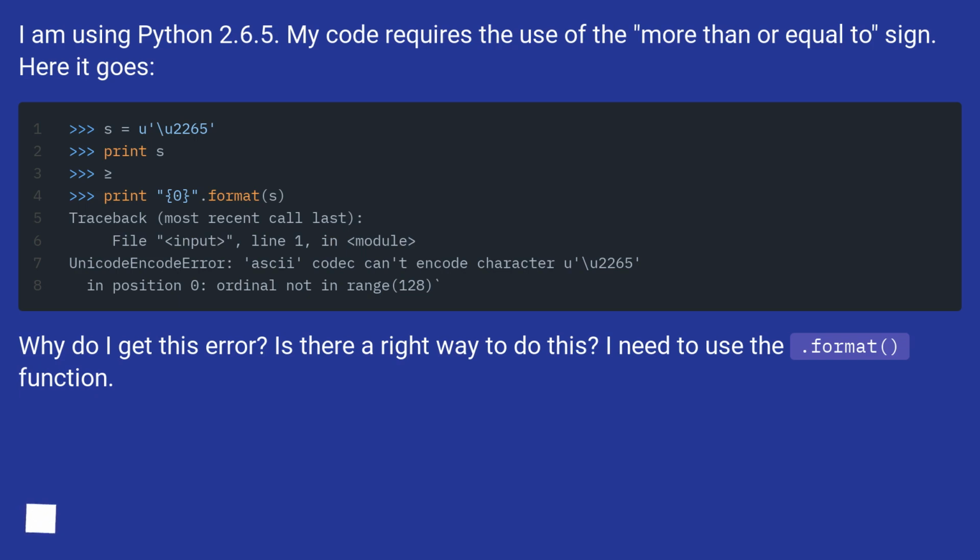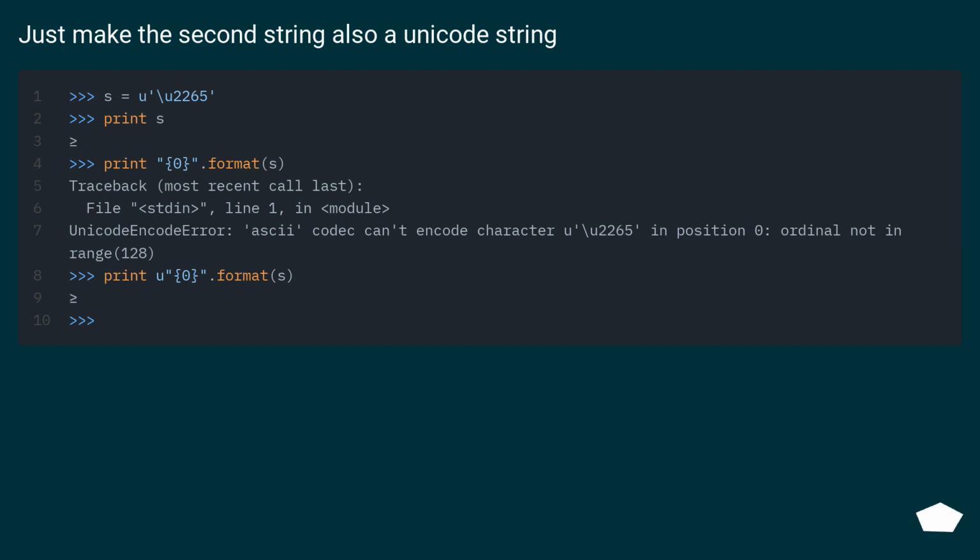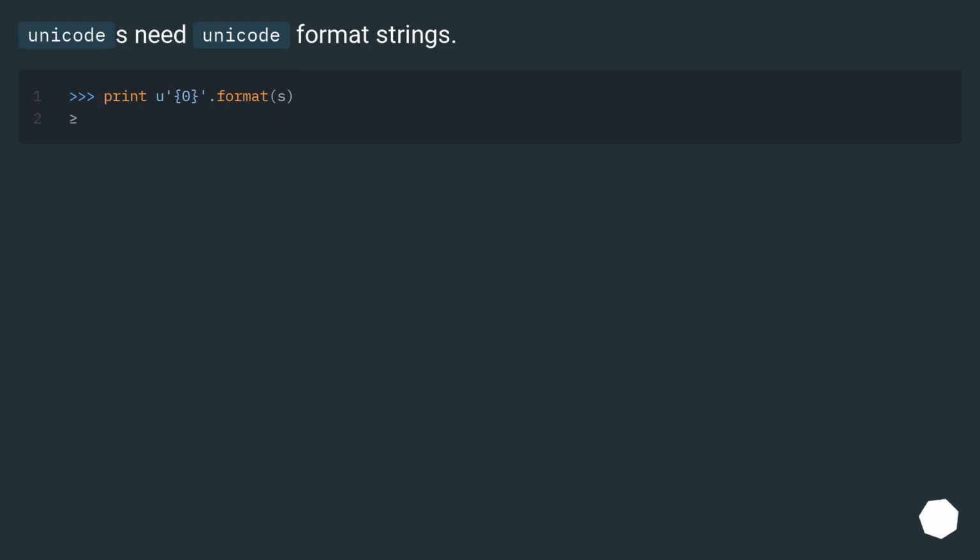Why do I get this error? Is there a right way to do this? I need to use the .format function. Just make the second string also a Unicode string. Unicodes need Unicode format strings.